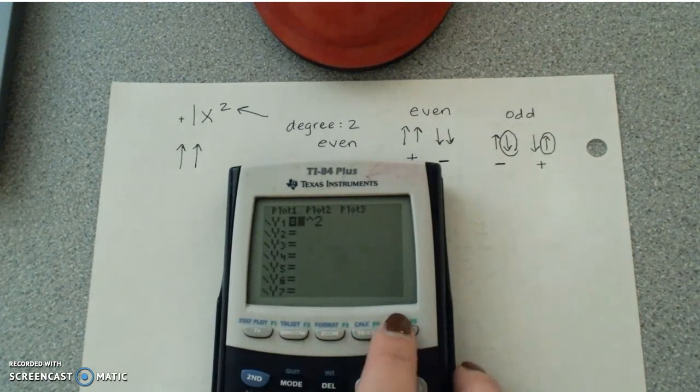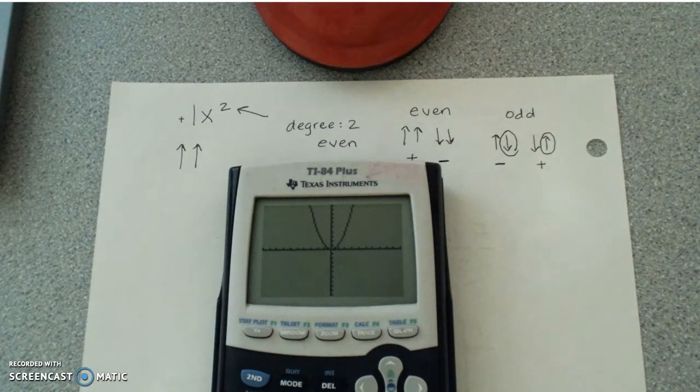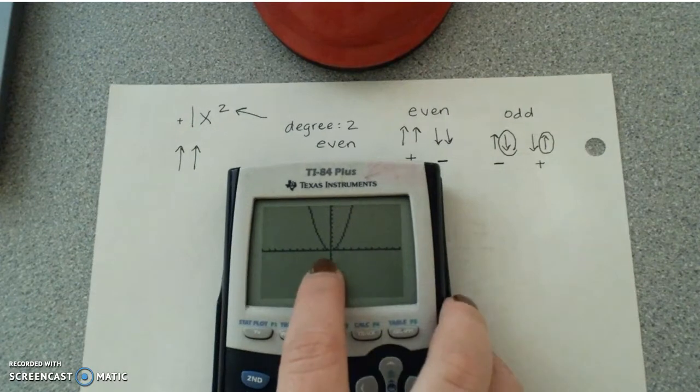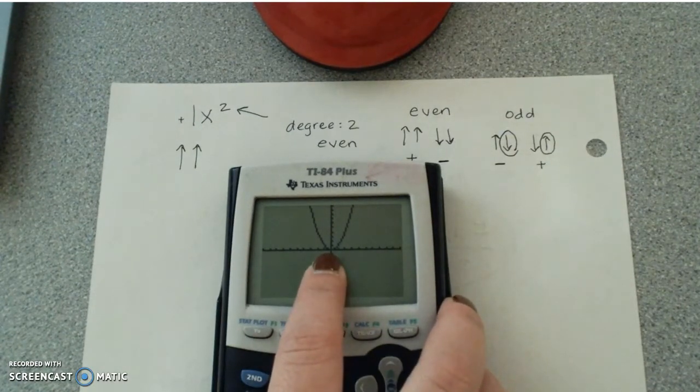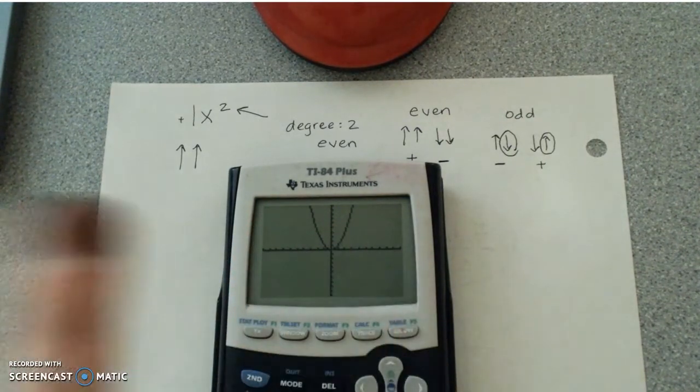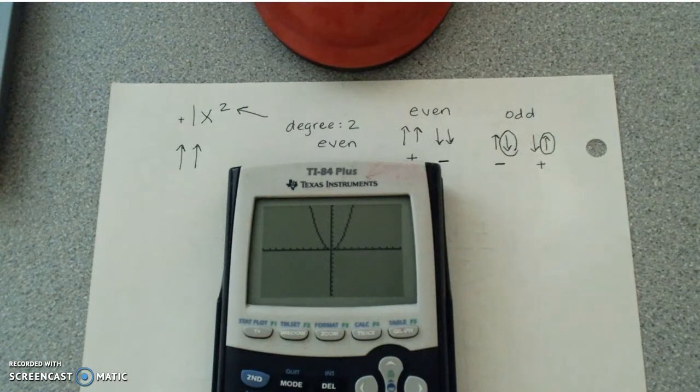The last thing is the amount of zeros a graph has. So the amount of zeros is how many times it crosses the x-axis. So this one touches at 0, which means that 0 is a zero. But if it crossed right here and right here, that would mean it has 2 zeros. If it only crosses once, it'll be 1 zero. If it crosses 15 times, it has 15 zeros.